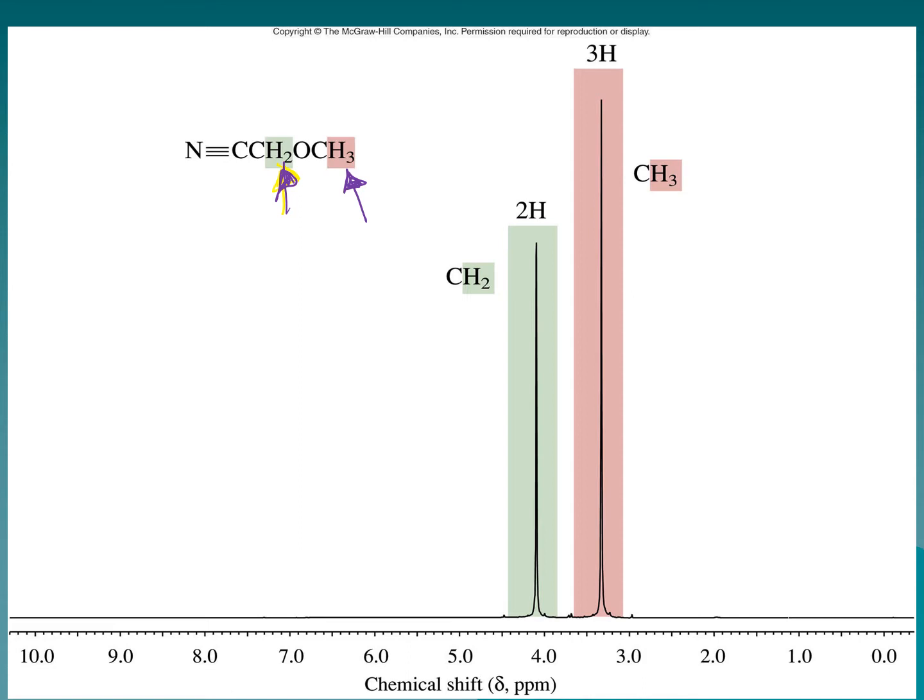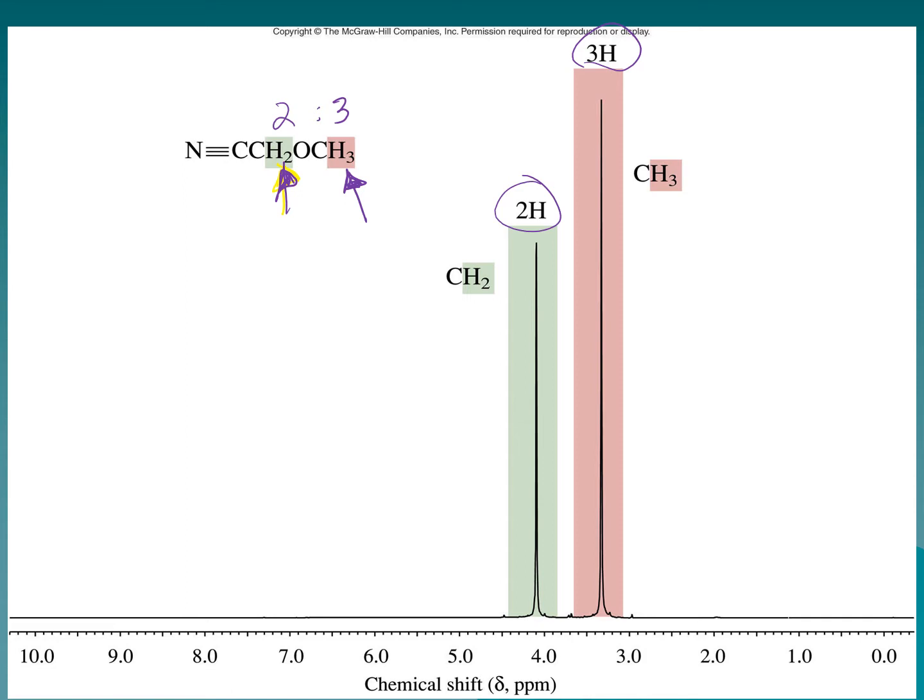Okay, and so we get a peak for the pink ones and a peak for the green ones, and then the pink ones are a 3-to-2 ratio, so that tells you that there's 3 of those for every 2 of those. So it's a 3-to-2 ratio, and you can tell that by the height of the peaks.